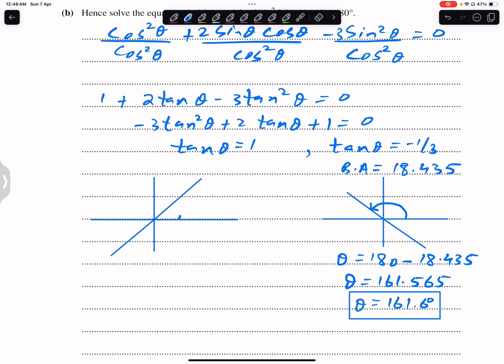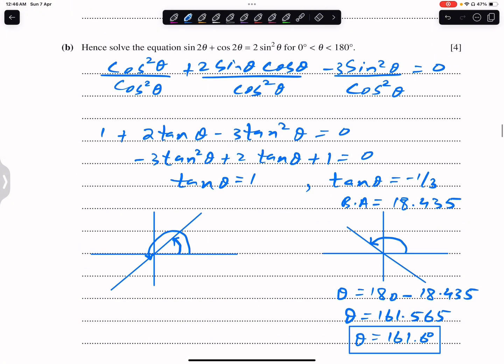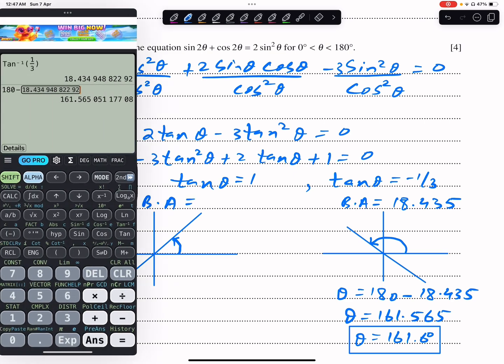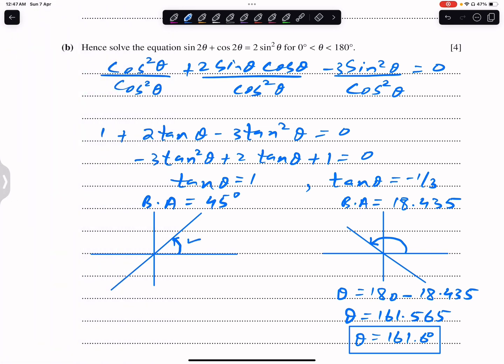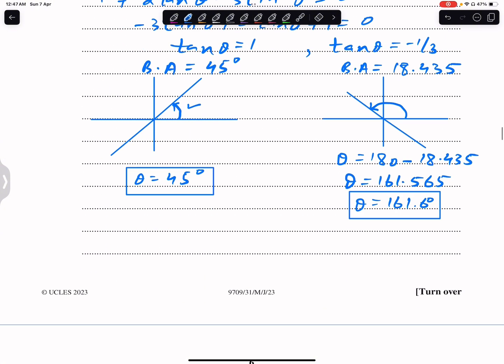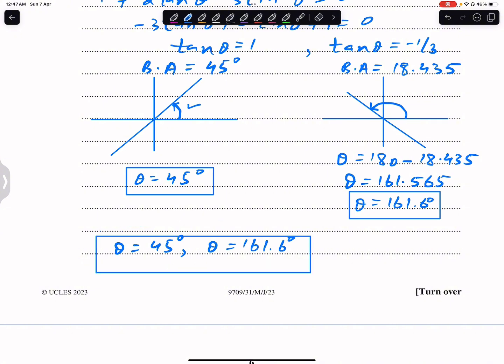But again, we are interested in these two angles. But again, if you look, the domain is restricted to 180. So only one angle is possible. So that is simply the basic angle. So if you find the basic angle from tan theta equals 1, shift tan inverse of 1 will be 45 degrees. So this is your required angle, okay? So theta is equal to 45 degrees. So you have two final answers. Theta is equal to 45 degrees and theta is equal to 161.6 degrees. These are the two possible values of theta.